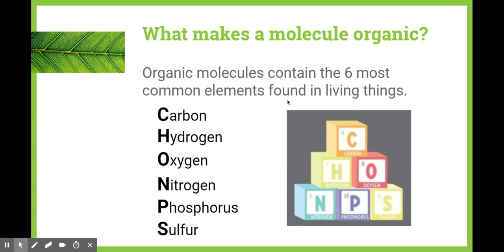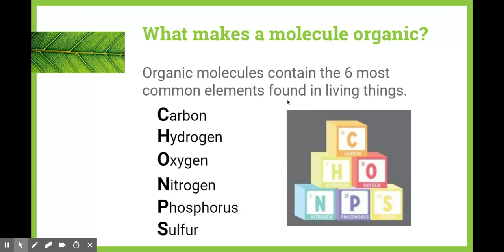Now, carbon is not the only atom that we find in living things, but it is one of the 6 most common elements found in all living things. So we have this nice acronym called CHONPS, and that is a way that we can remember these 6 elements that we find in living things. Carbon makes our first list with letter C, but then we have hydrogen, abbreviated with elemental symbol H, oxygen for O, nitrogen for N, phosphorus for P, and sulfur for S.